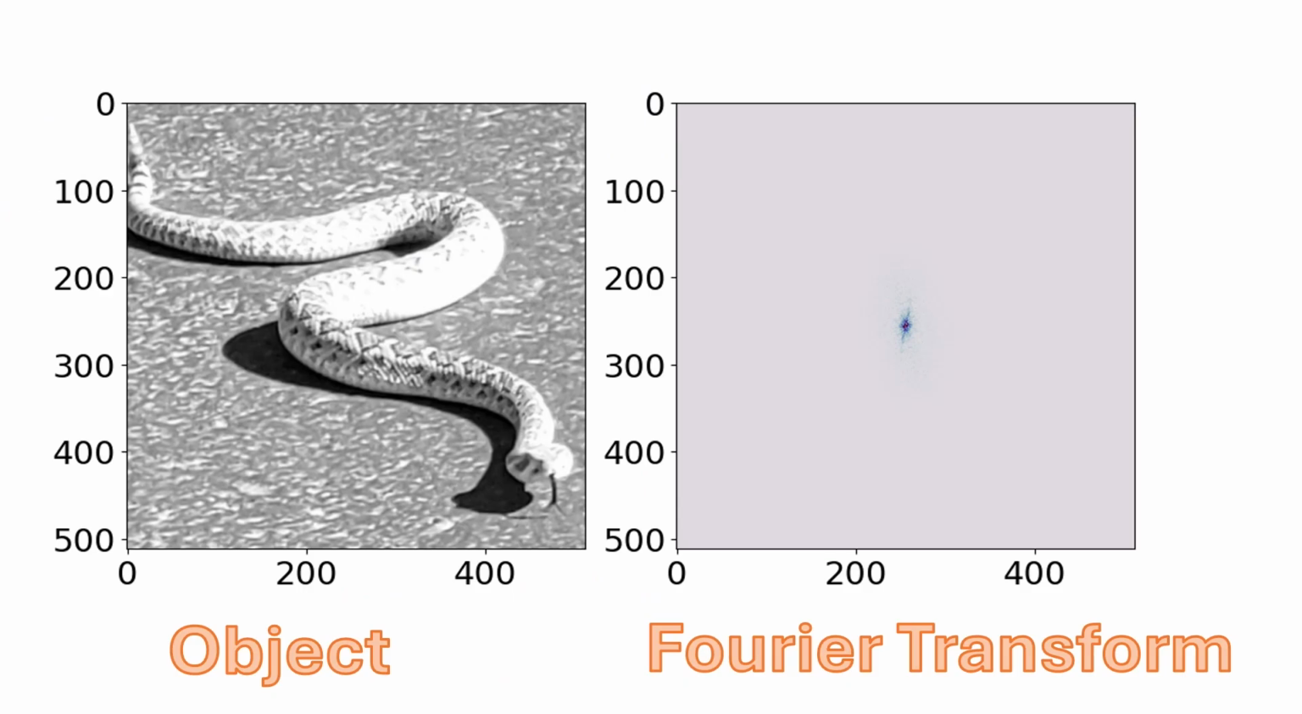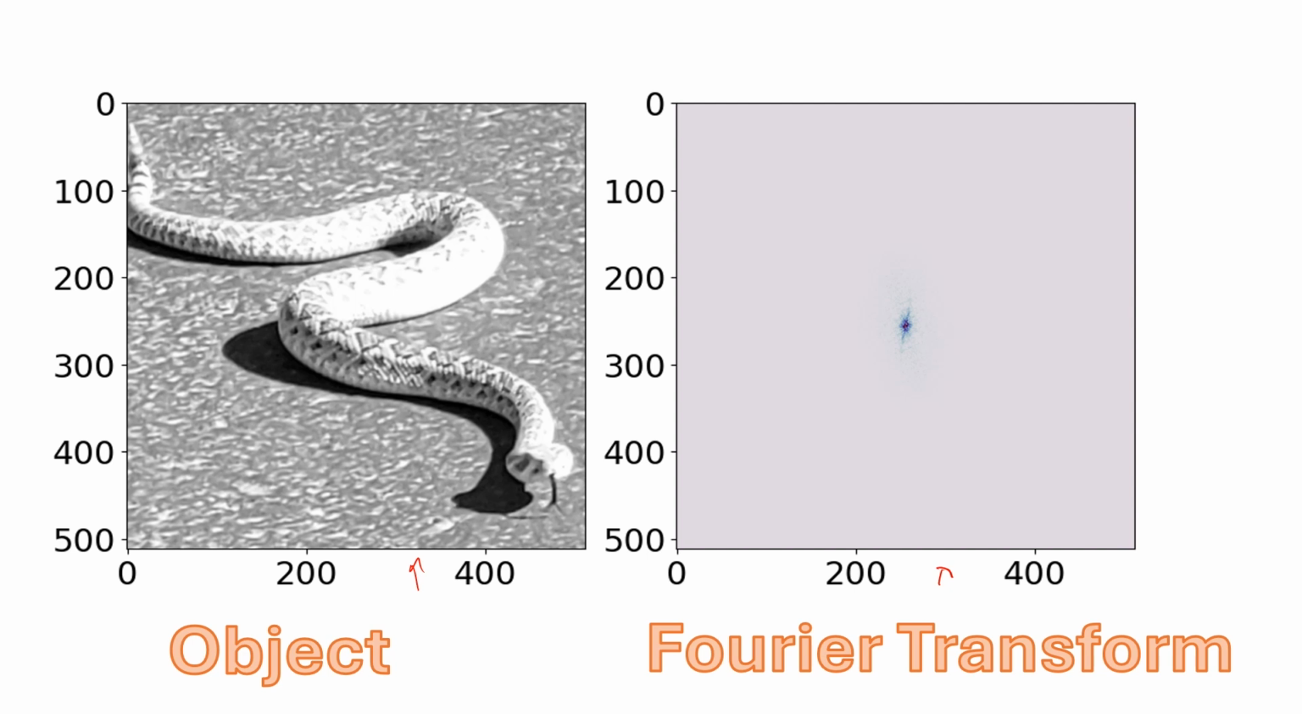We're going to consider this as an example object in our analysis. So we have our snake laying on asphalt, and we can take the Fourier transform of that image, which is shown here. In this case the image is 512 by 512. We take its full-scale Fourier transform.